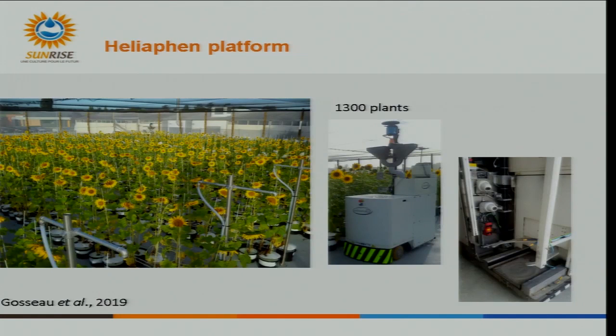The Hellaphen phenotyping platform is an outdoor platform like that, where we can grow 1,300 plants in pots outside, and there is an autonomous robot that can go around and weigh the plant, water the plant and scan the plant. And here is the view of the robot with a scale, light barriers here in white bars, and some cameras.